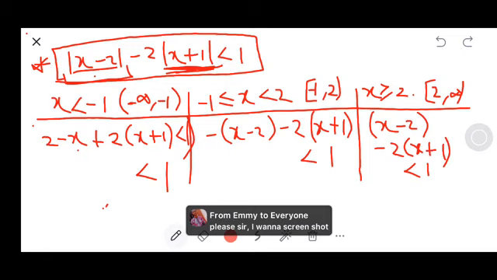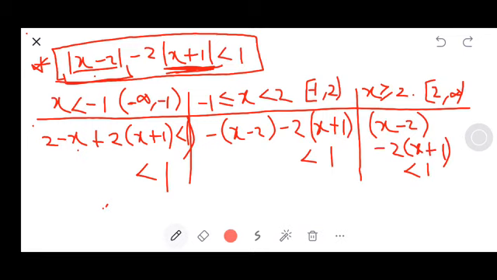Okay, yeah, of course you can screenshot. Why not? The whole thing will even go off very soon.